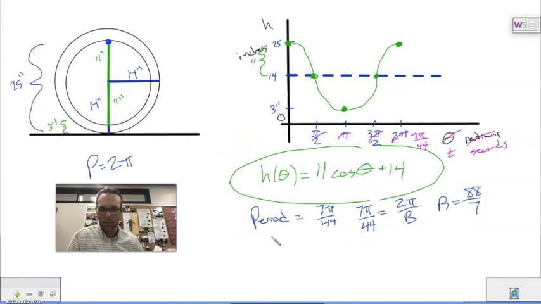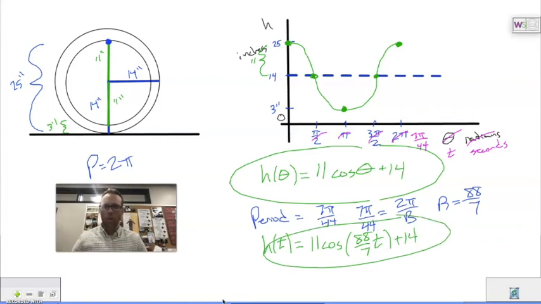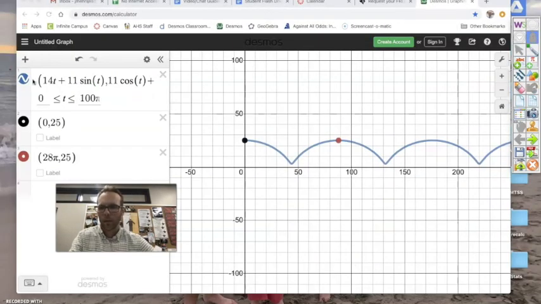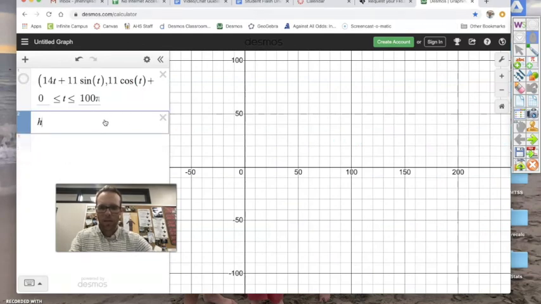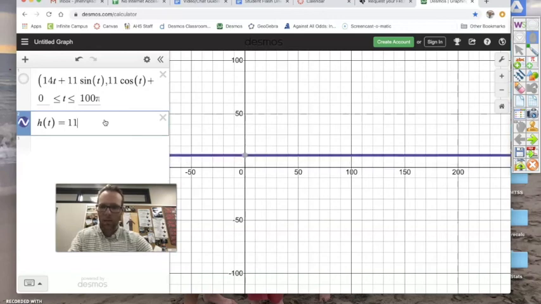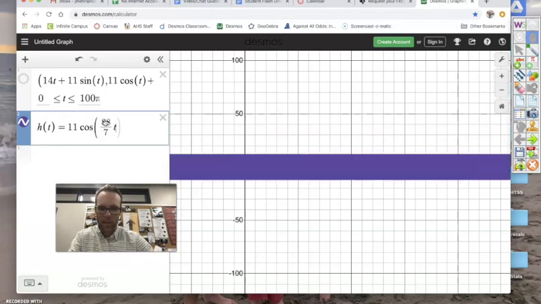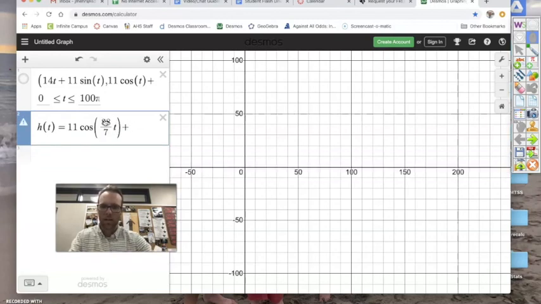So our height equation based on time is going to be 11 cosine, what's our b? 88 over 7 times the time plus 14. So all we're doing is we're changing the period here. Let's go to the graph. I'm going to hide that one. We can delete these. And we're going to say h of t, the height at a given time, is 11 cosine of 88 sevenths t plus 14.